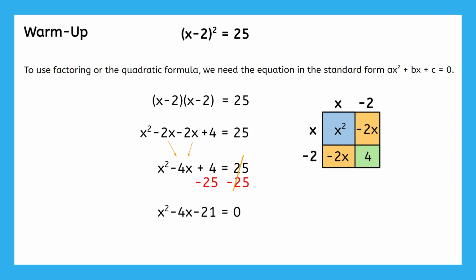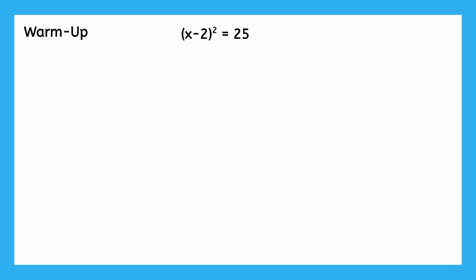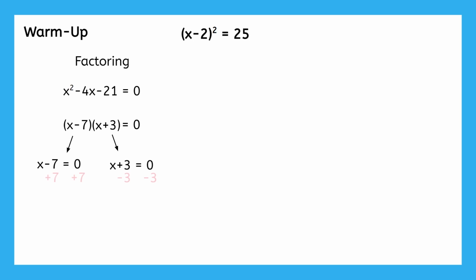Now that we have it in standard form, let's go over the process for each method of solving this equation. To solve by factoring, we factor the quadratic as x minus 7 times x plus 3. Then we set each factor to equal 0 and solve each equation. Our first solution is x equals 7, and our second solution is x equals negative 3.